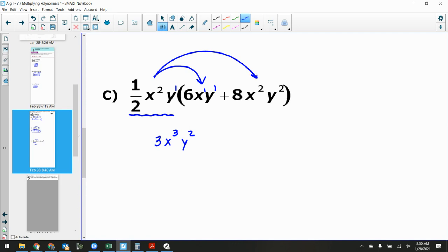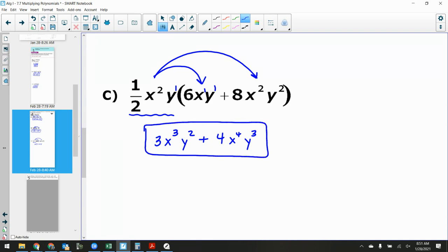Okay, now let's distribute the other one. I've got 1/2 times 8, which is 4. I've got x squared times x squared, which is x to the fourth. And I've got y to the first times y to the second to get y to the third. And I leave it like that because those are not like terms. So again, just the distributive property, taking monomials and multiplying them together.